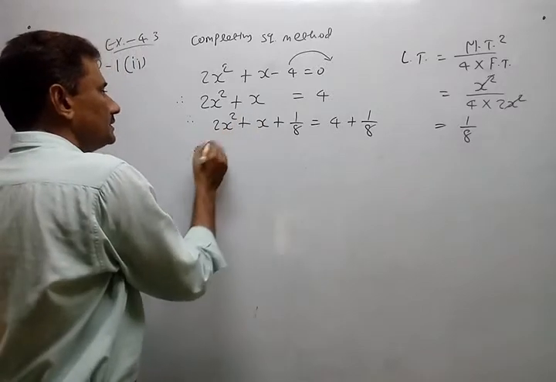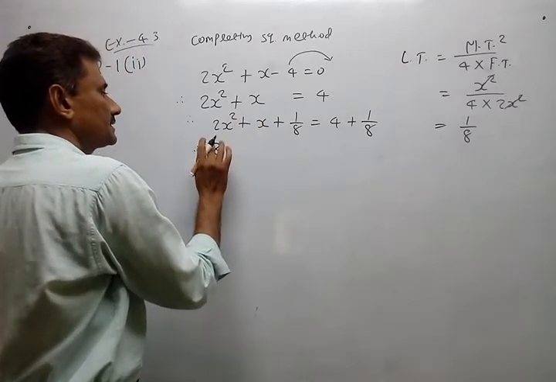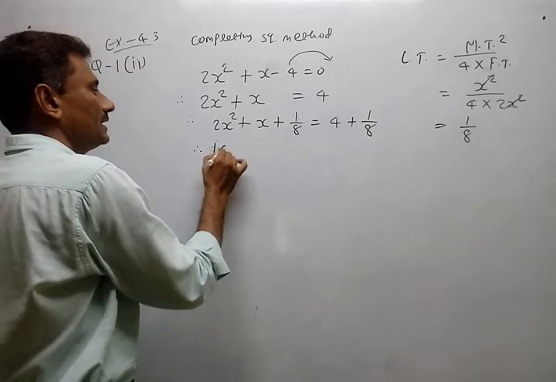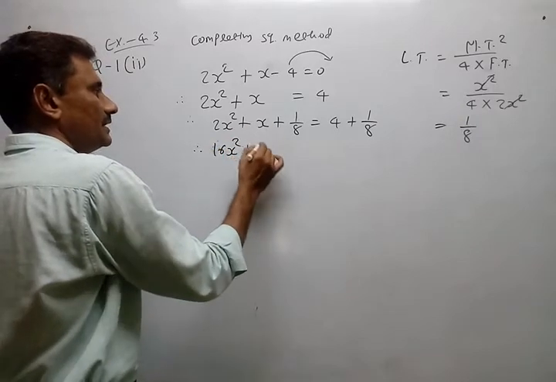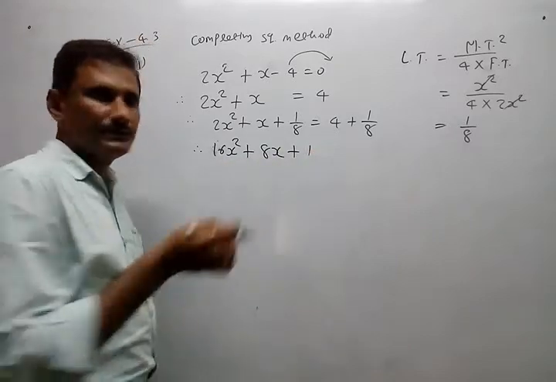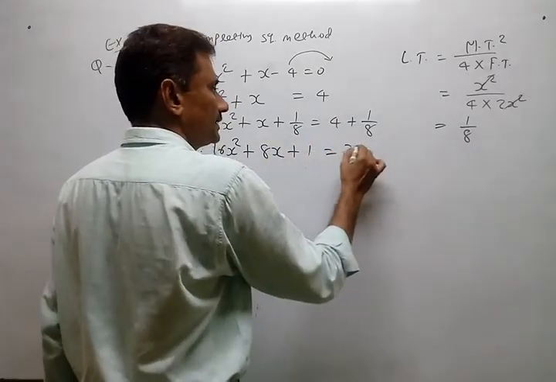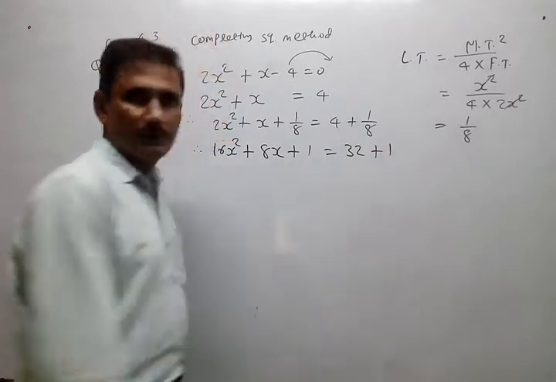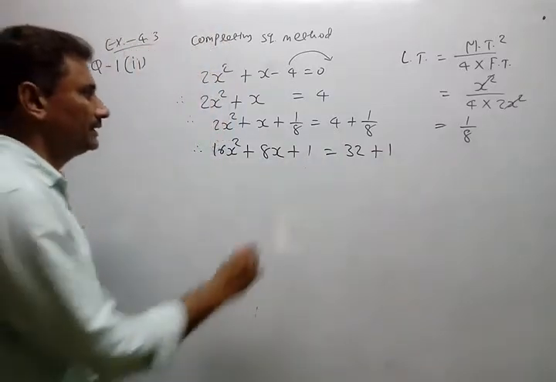Now 2x square into 8 is 16x square. I am directly writing 16x square. 8 into x is 8x. 8 into 1 by 8 is 1, the 8 cancels out. 8 into 4 is 32. Here also 1, the 8 cancels out.